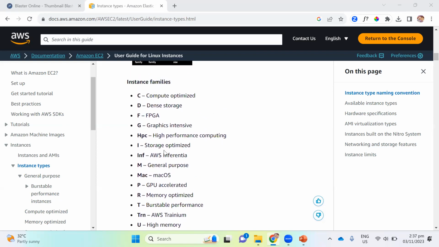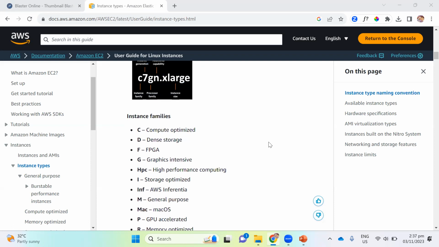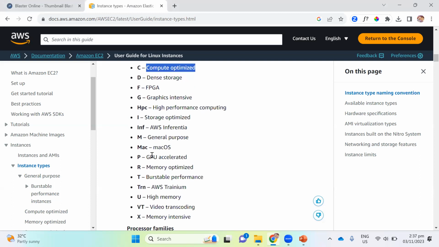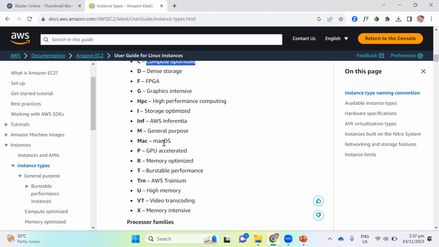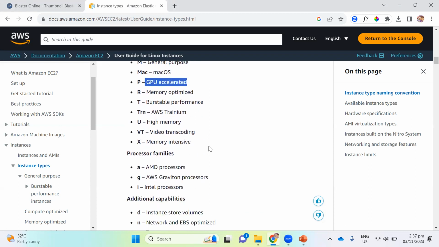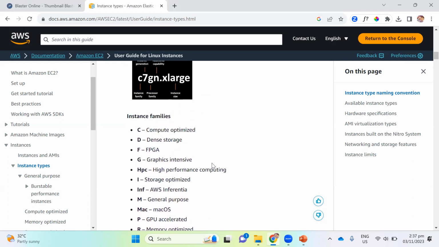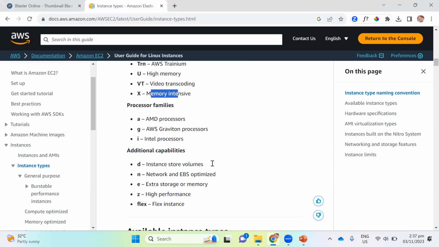So the notation for instance families is, for example, C is your compute optimized, D is dense storage, F is FPGA, G is graphics intensive, then Mac is, for example, Mac OS, P is GPU accelerated, then your T is burstable performance, X is memory intensive. This is for your instance families.